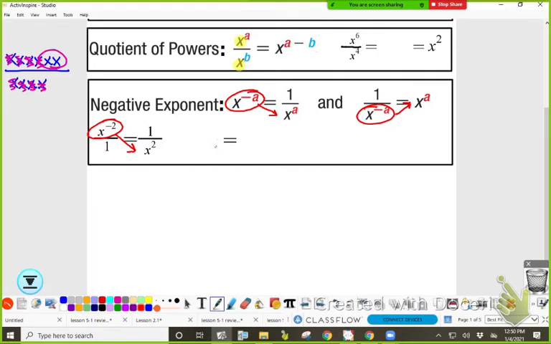Ready for the next one? If I have 1 over x to the negative 2, again, anything that's negative, basically circle it, draw an arrow to where it needs to go. If it's in the denominator, it's going to move up. So this becomes x to the positive 2. You can put it over 1 if you want, but you don't have to, because it's just a 1.